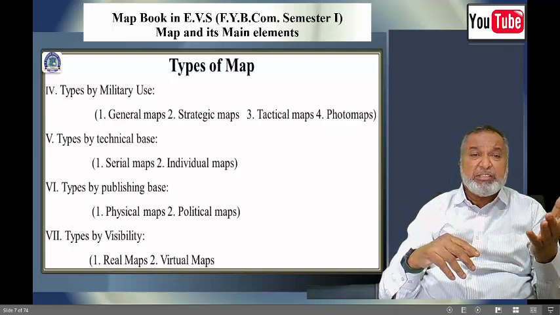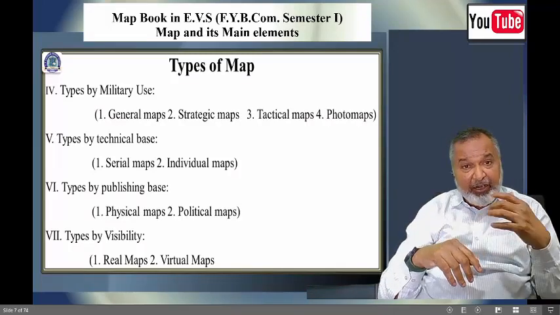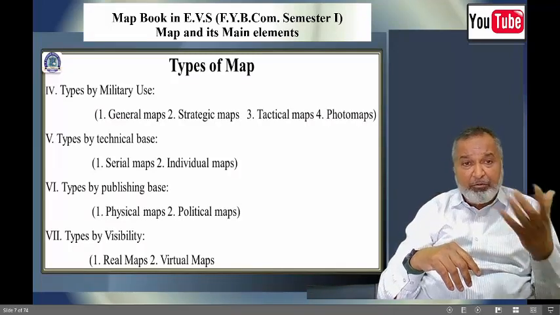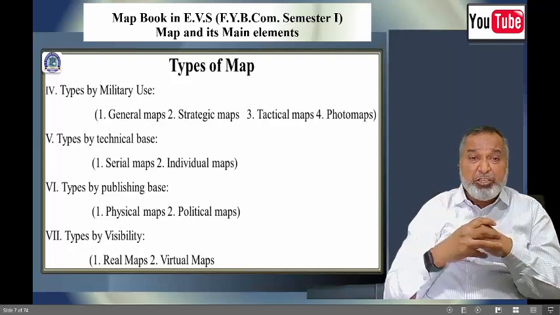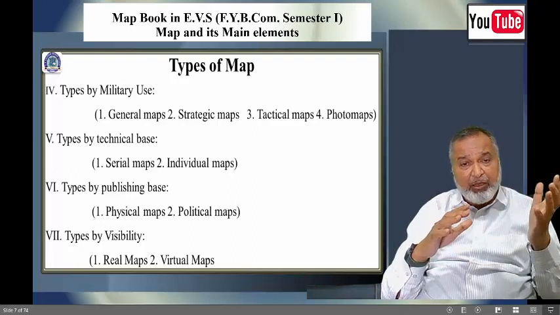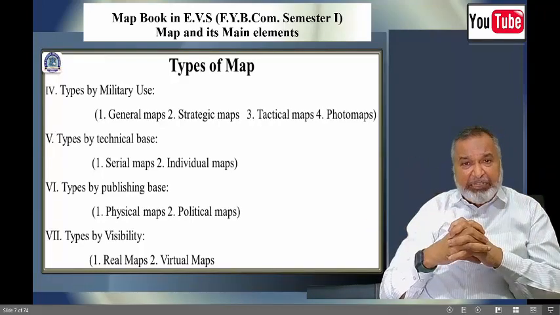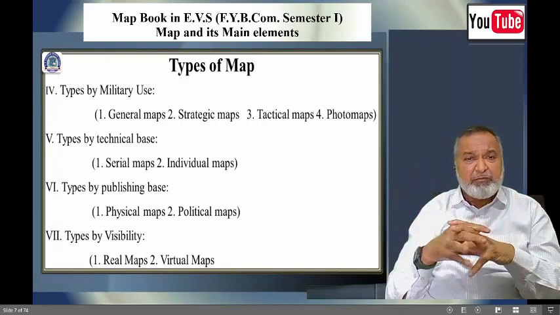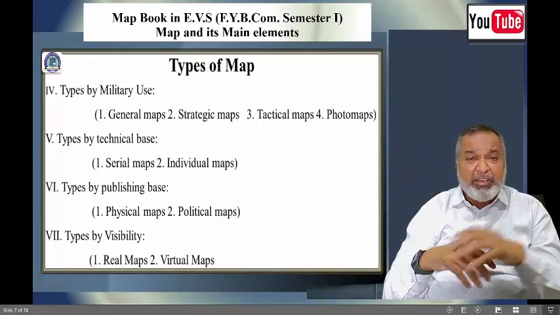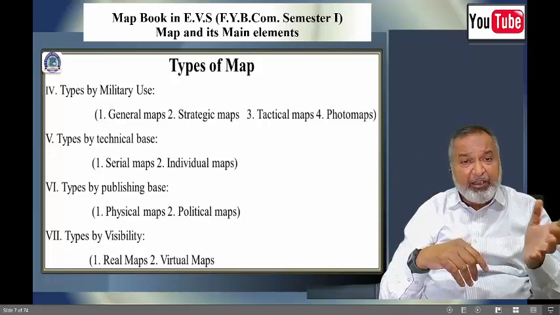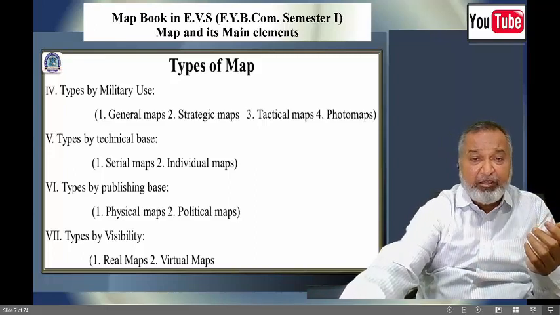Then the next one is technical base, serial maps, individual maps. Then publish base, that is a physical map of India. Then the political map, where we are showing the various states, or in that state various districts. Then the next one, visibility map, real maps and visual maps.